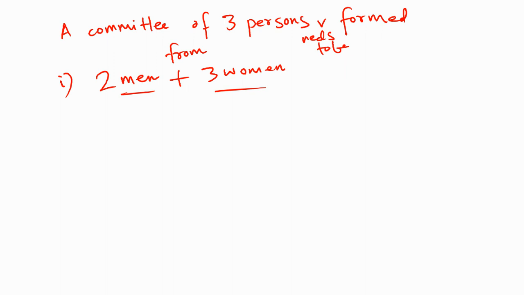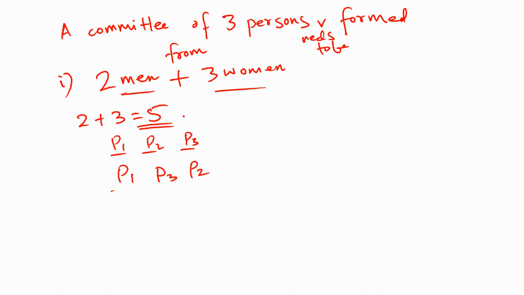Any three can be selected. So how many total persons do we have? 2 plus 3, 5. And among these 5 we have to select any 3 persons. Is it a permutation or combination? It doesn't matter if, let's say, these three are the spots and this is person 1, person 2, person 3. If it is person 1, person 2, person 3, or person 1, person 3, person 2, it doesn't matter, right? The order is not important here.